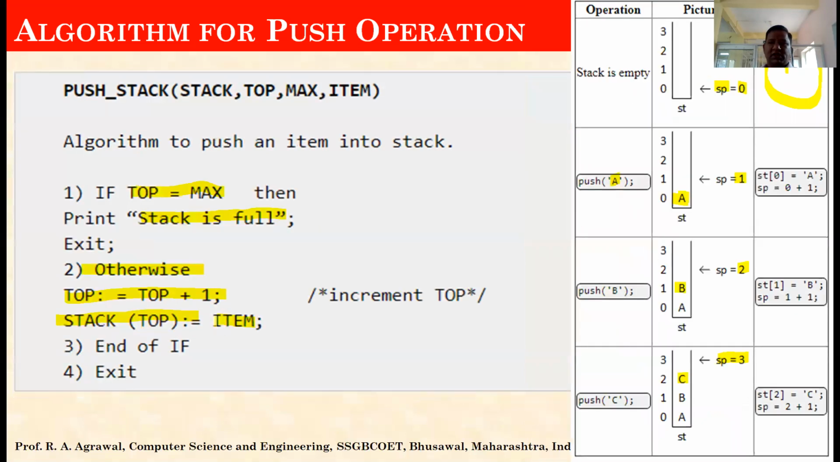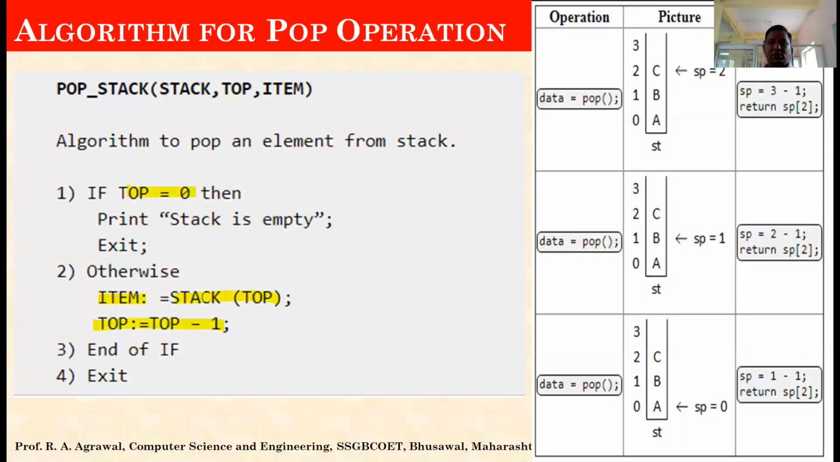Just note this very carefully. When you are performing the push operation, first you will increment the top, then add the element to the top of the stack. In pop operation, you will first delete the element from the top of the stack and then you will decrement the top by 1. So this is the main difference and point to be noted in both the algorithms.